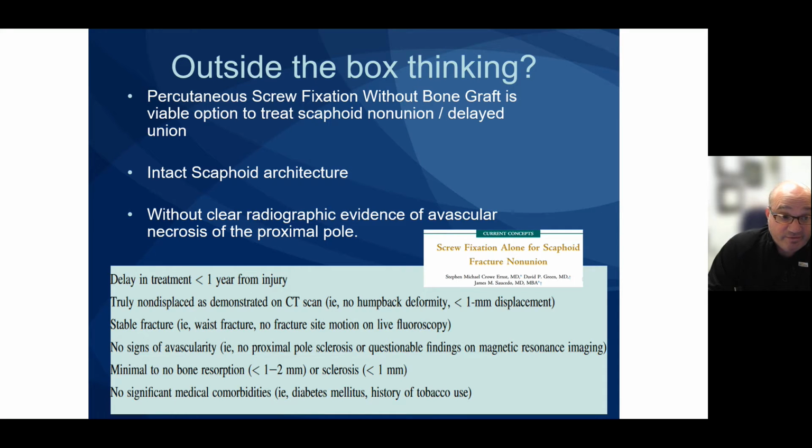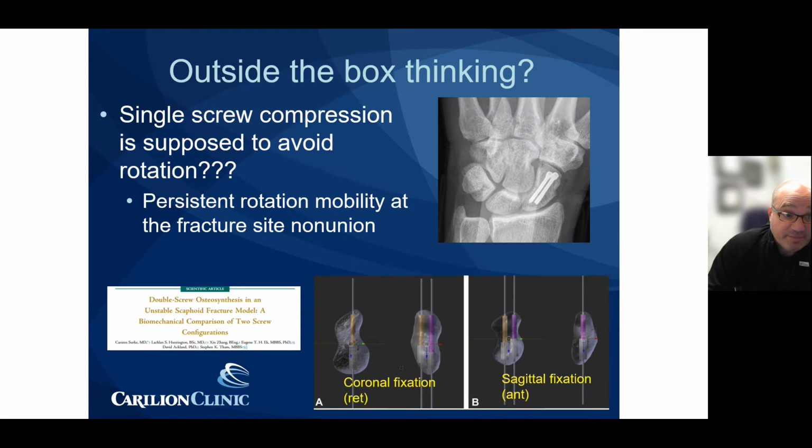Again, the delay of less than 1 year is of key importance, as well as known signs of vascularity, minimal to no bone resorption on CT, and not a whole lot of sclerosis. And again, no significant medical comorbidities. And at times, this is when percutaneous screw fixation, even if they have those changes, you're able to get healing.